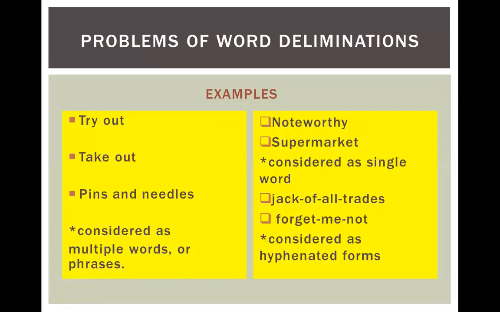But there are some problems of word delimitation. For example, words like try out, take out, pins, and needless are considered as multiple words or phrases, and on the other hand, noteworthy and supermarket are considered as single words, while jack of all trades and forget-me-not are considered as hyphenated forms.